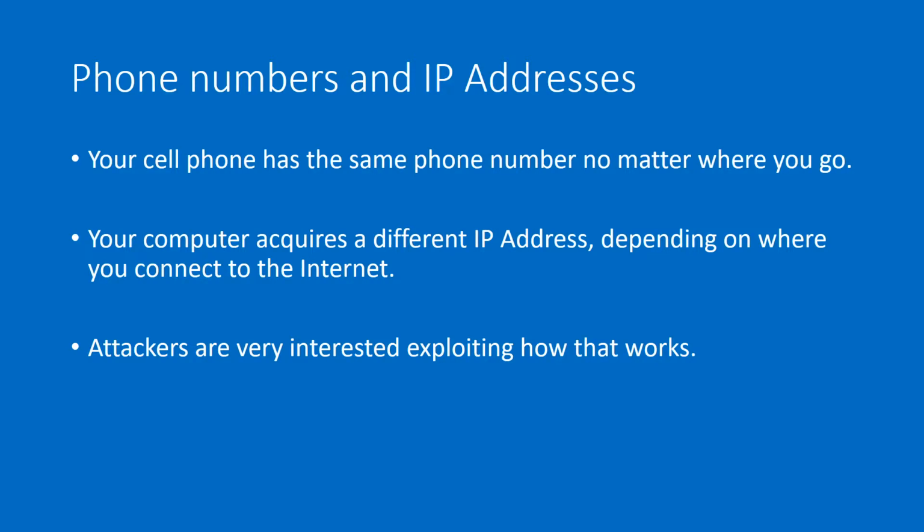Here's one difference between IP addresses and phone numbers. Your cell phone has the same phone number no matter where you connect into the cell network, but your computer will acquire a different IP address depending on where you connect it into the internet. I'll show you how that works in a minute.